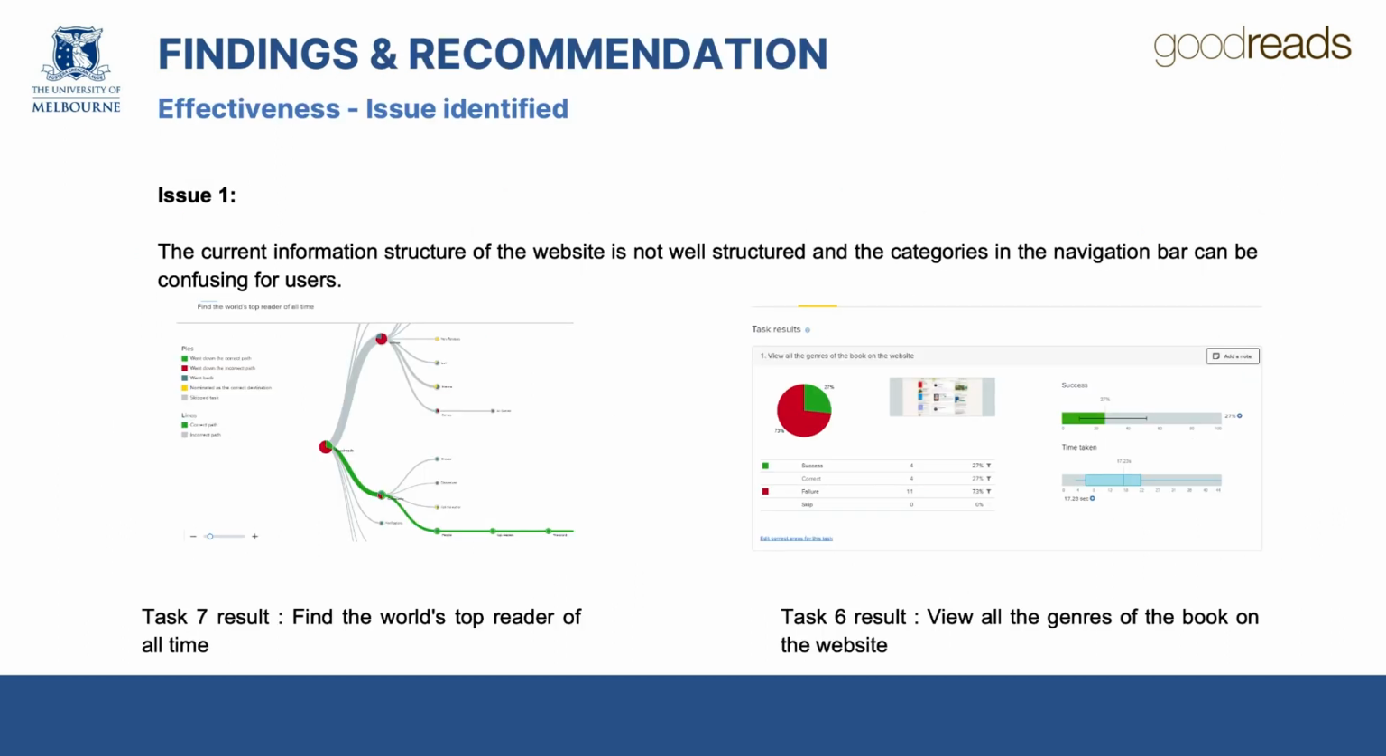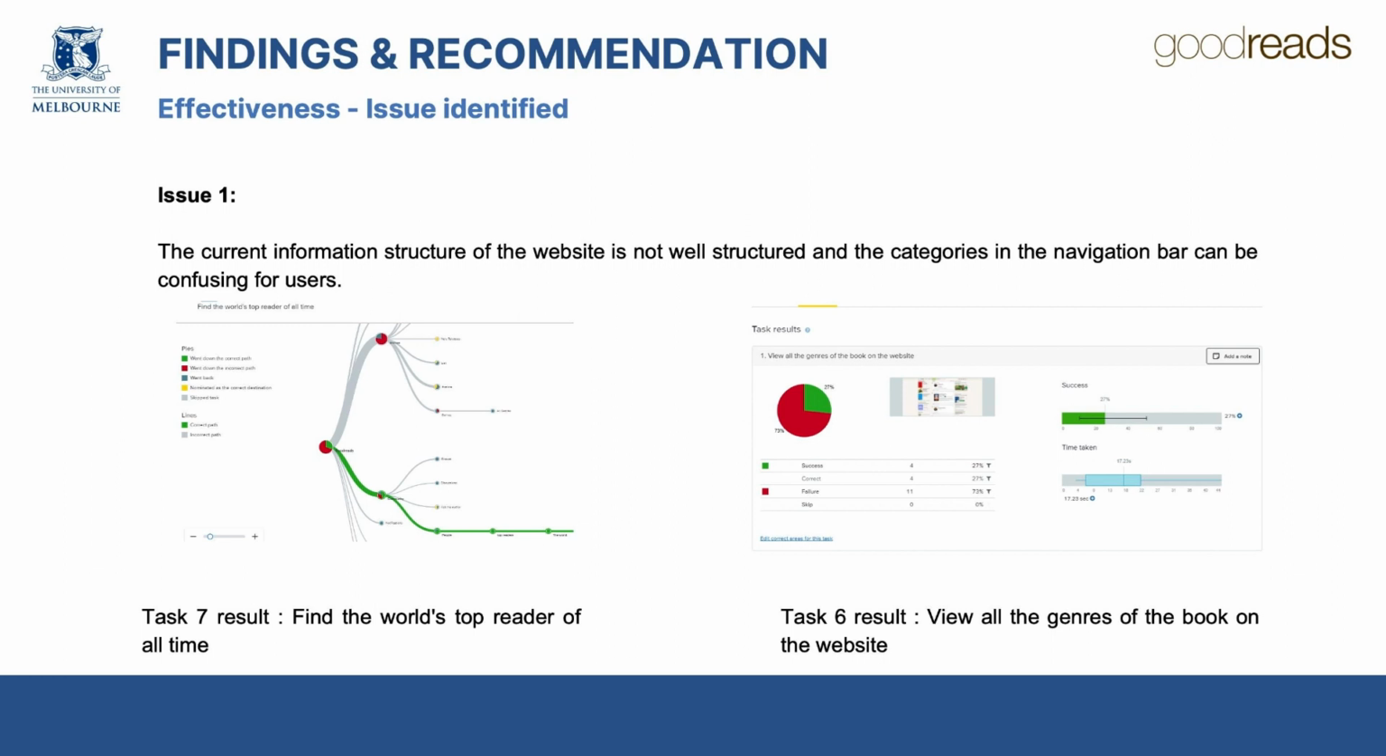The group categorizes the current issues of the website through 6 objectives: effectiveness, efficiency, safety, utility, learnability, and memorability. Firstly, let's look at effectiveness. We found that the current structure of the site is not well organized, and the categories in the navigation bar can be confusing for users. This issue is reflected in the task 7 tree test and task 6 click test. As you can see from the pictures, only a small percentage of people could choose the correct option. The majority of participants were confused about the current information architecture of the website.